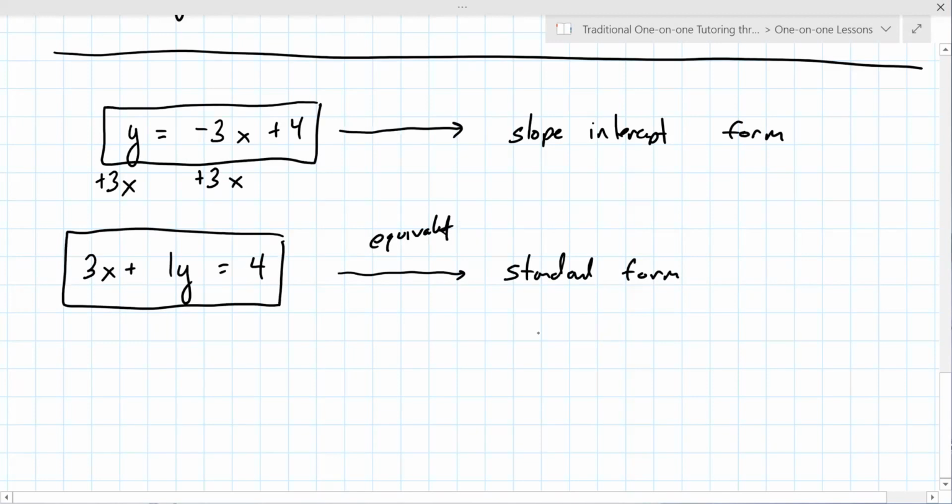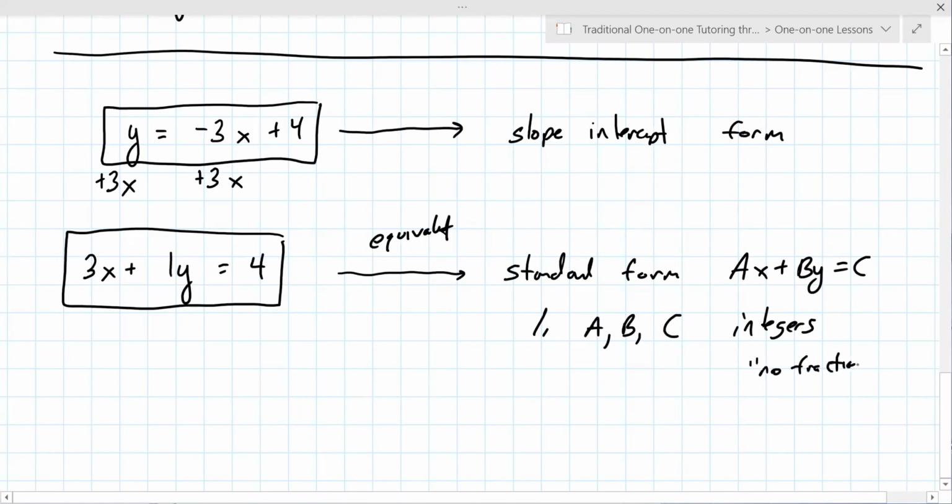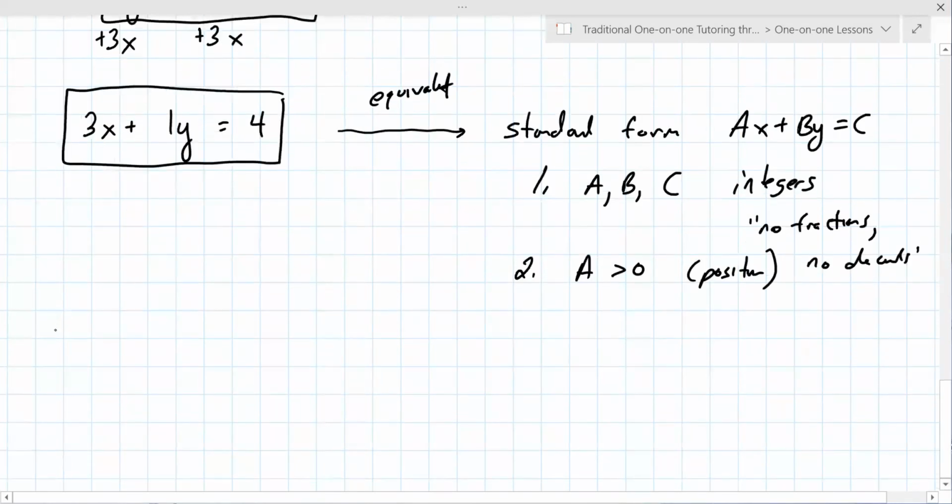But there's a couple of rules here. So the first rule is that, let me write it out here, Ax plus By equals C. A, B, and C have to be integers, meaning no fractions and no decimals. Okay. So do you see any fractions or decimals over here? Nope, no fractions, no decimals. Second thing is that A has to be positive. The number in front of x has to be positive.